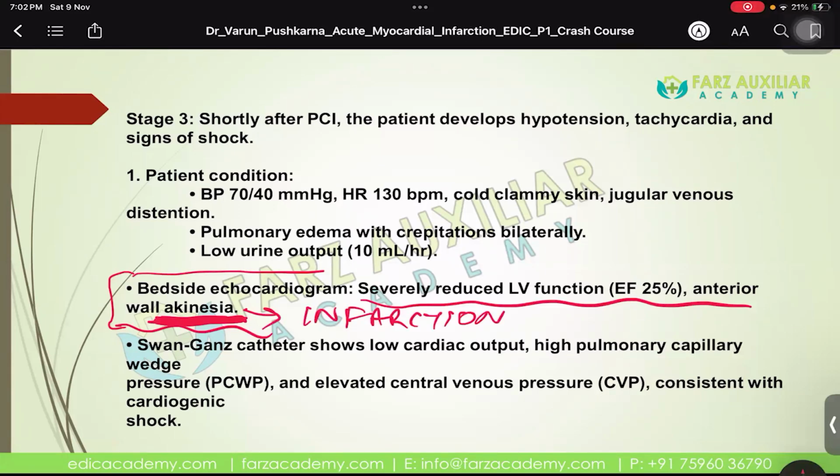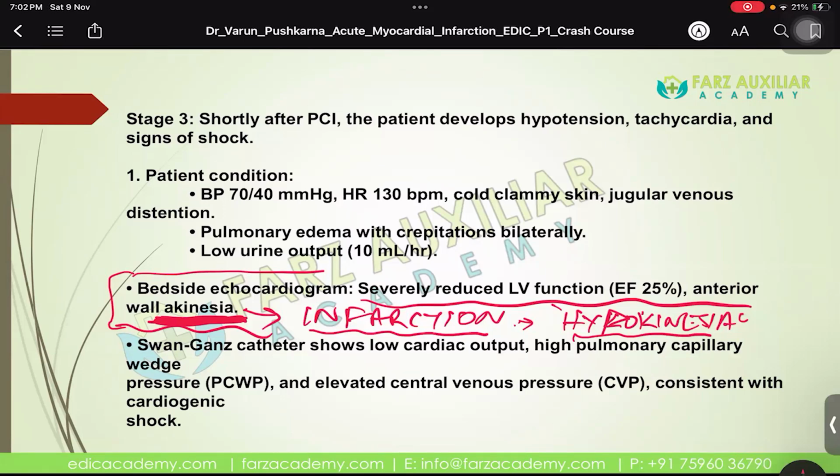Because if infarction would not have occurred, then this patient would have hypokinesia. Solely because this patient has developed akinetic segment means the infarction has already occurred and this patient is going to give you a tough time.